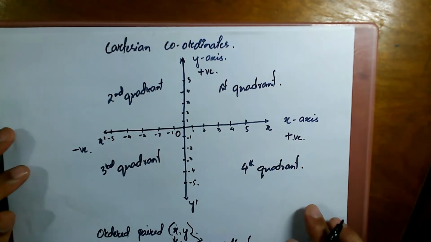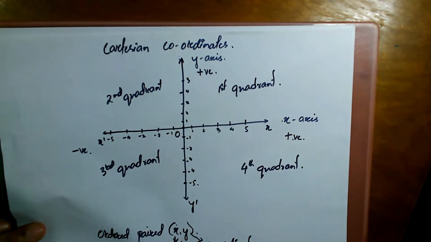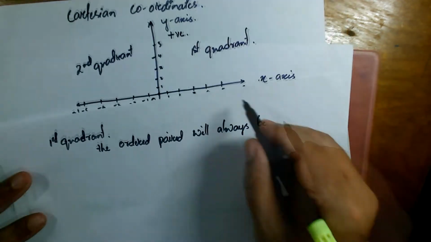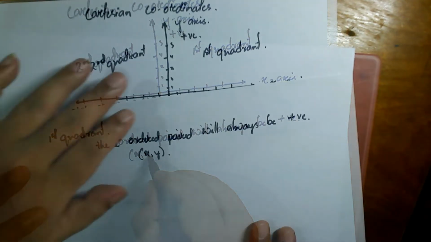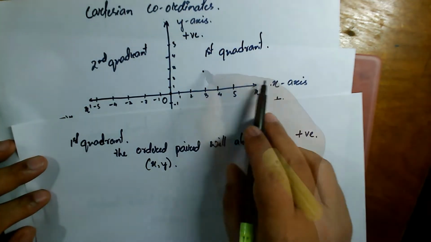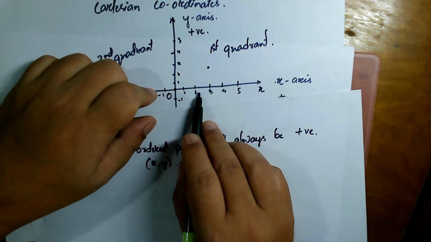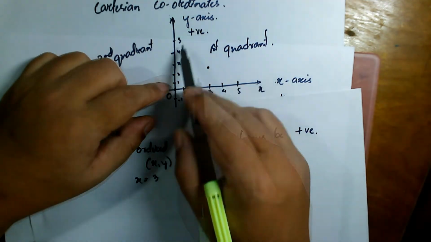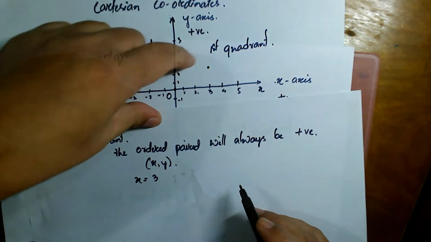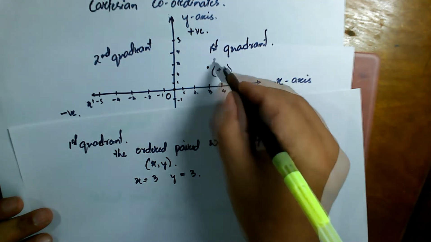So in every quadrant we will have an ordered pair, that is x and y. In the first quadrant the ordered pair will always be positive, that is x and y. So let's say there is a point here. If you are going to plot it, let's say x is 3, this is the positive side, 1 2 3, and y is in this quadrant, so y is upside, so it will be positive. Let's say this is also 3, and both are positive.